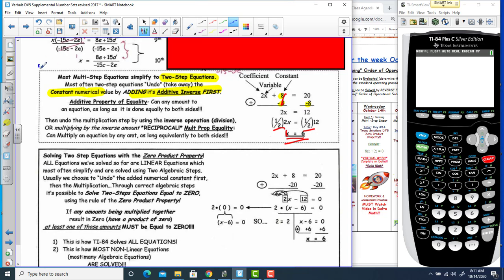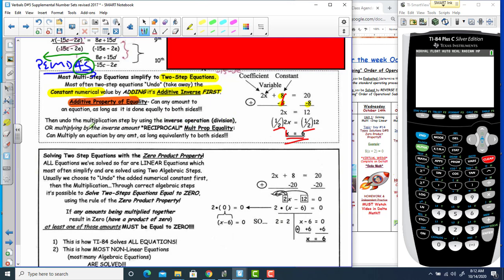If you think of PEMDAS as the acronym that describes how we would evaluate expressions, we follow that if we have numbers within a mathematical sentence and we want to know what those numbers and operations come out to. But if we have variables involved, we usually want to pull the equation apart and we go backwards. So we undo the addition and subtraction first using the additive property of equality. Once we've undone the addition and subtraction, the next step is typically to undo the multiplication or division. And we usually use the multiplicative property of equality.